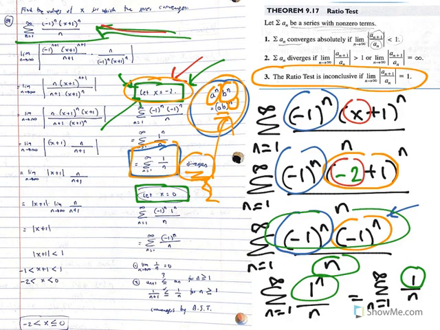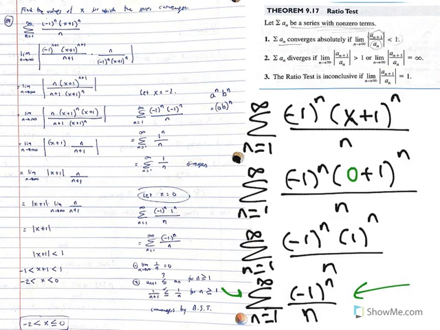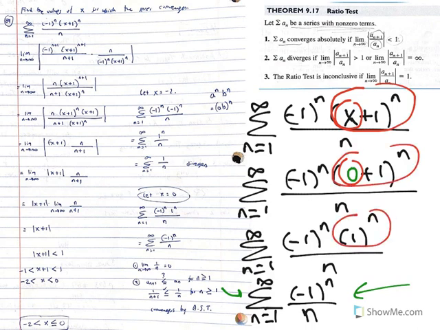So let's take a look at what happens at the other value of x that makes the ratio test inconclusive, at x equal to 0. So here is what we see with the power series when x is equal to 0. We replace x with 0, and for this factor (x+1)^n, when x is equal to 0, that just becomes 1^n, which is of course just 1 for any value of n. So our power series becomes (-1)^n over n when x is equal to 0. And this is an alternating series.